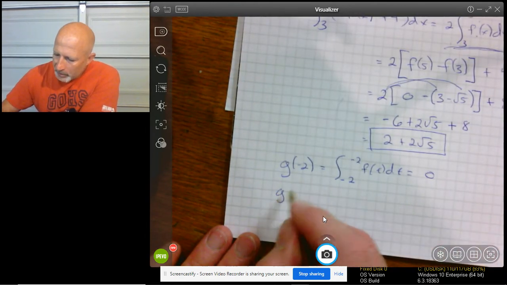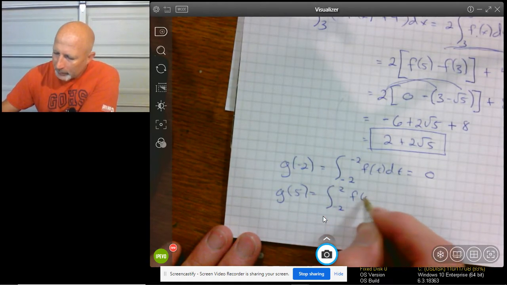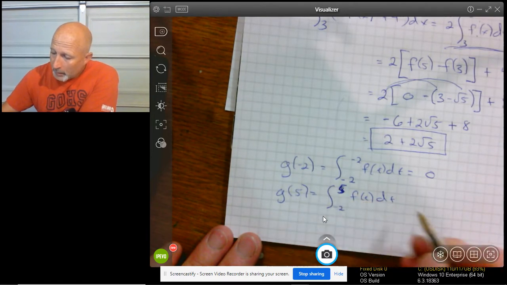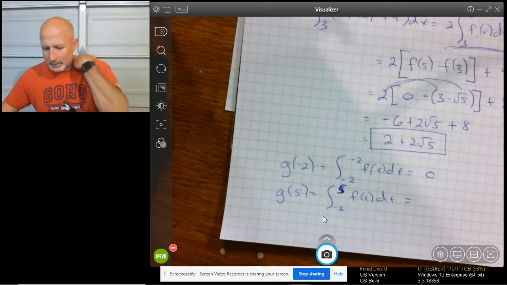Okay, then we're going to do g of 5. Well, g of 5 is the integral from negative 2 to 5 of f of t dt, which is equal to, so I kind of have to go back and redo what I did before.